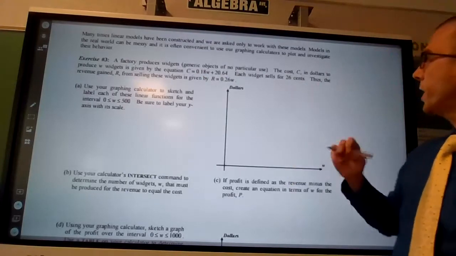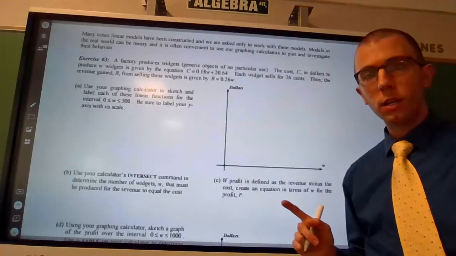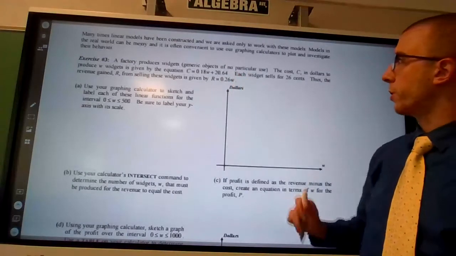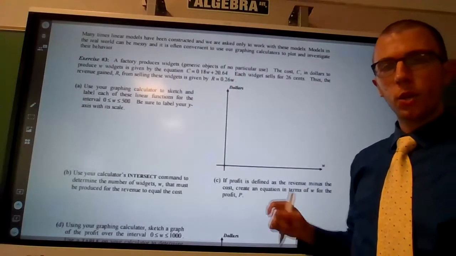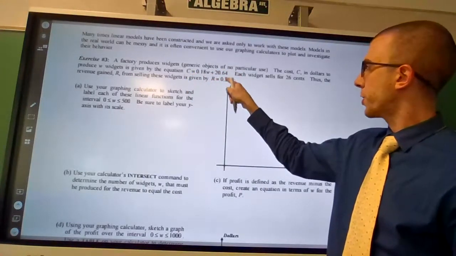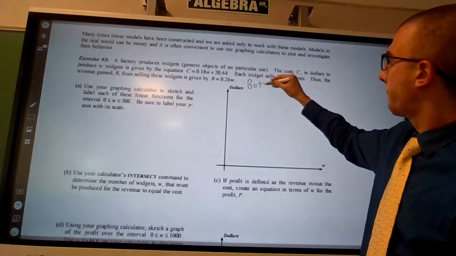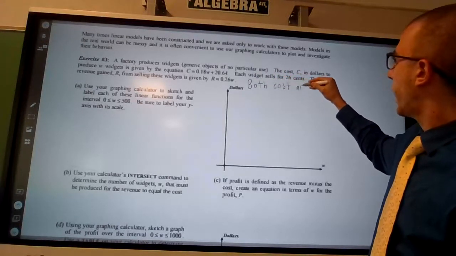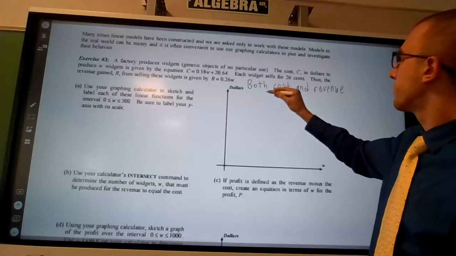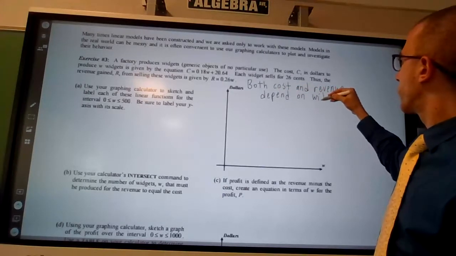Okay? Each widget sells for 26 cents. Thus, the revenue gained, R, from selling these widgets is given by R equals 0.26 W. Okay? So in both of these models here, this cost function and this revenue function, I'm going to write this little note here. Both cost and revenue depend on the widgets.